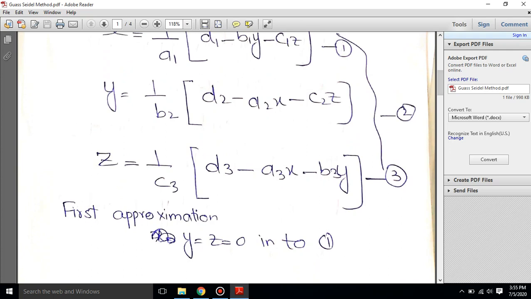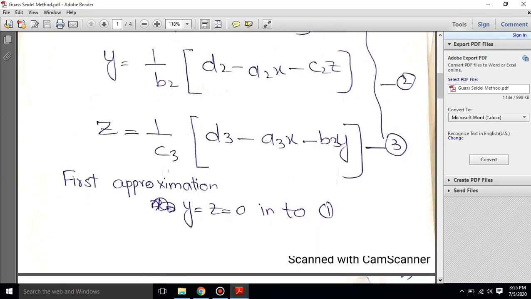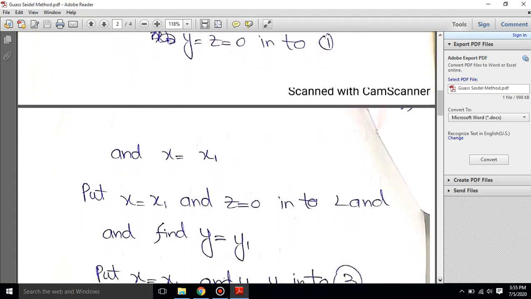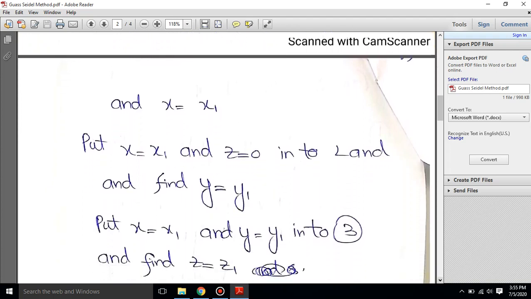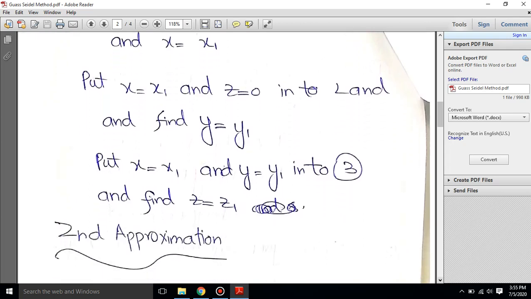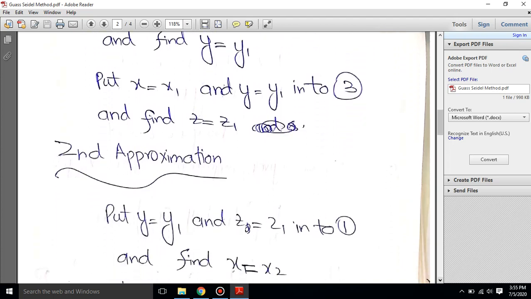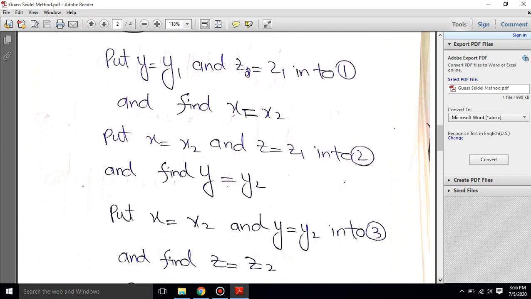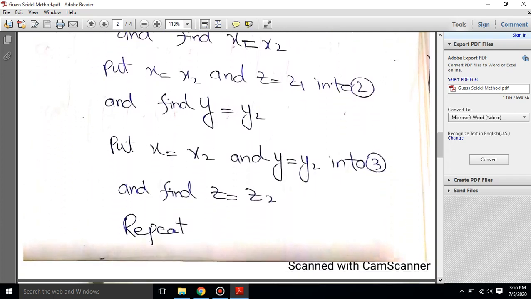For the first approximation, you put y and z equal to 0 into equation 1, and you will get the value of x1. Now that you have x1, you put x is equal to x1 and z is equal to 0 into equation 2 and find y1. When you have y1, you put the values of x1 and y1 into equation 3 and find z1, and that will be our second approximation. Then we repeat the process again and again until we reach our desired result.